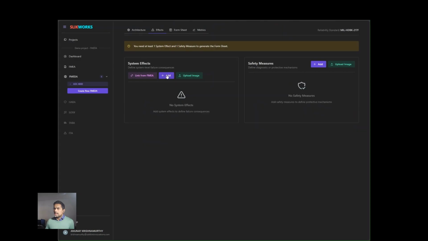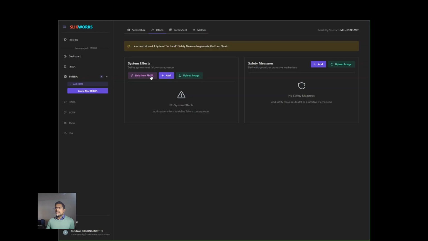One, it can be manually added. Two, it can be uploaded from an image. Or three, it can be uploaded from an FMEA. And once the HARA feature is available, it can be uploaded from HARA. Why this is important is that for each hazard, we want to be able to perform the FMEA.